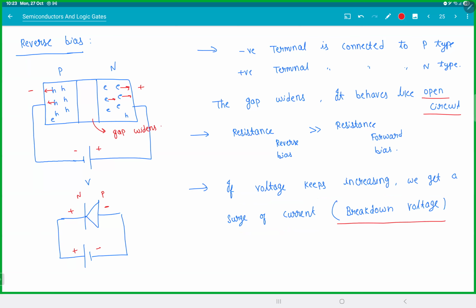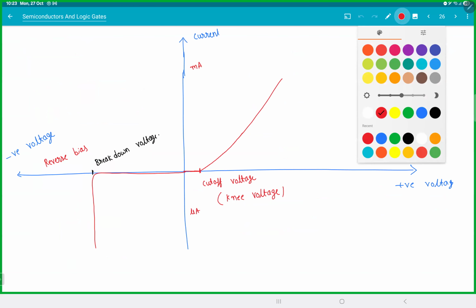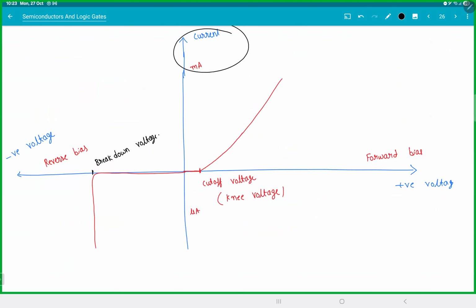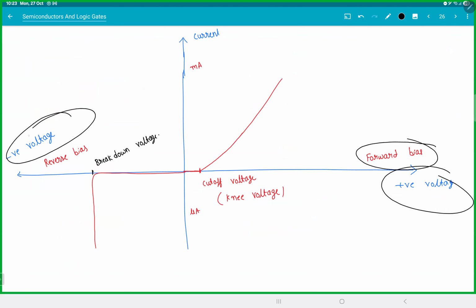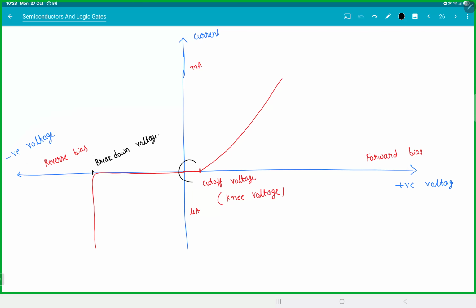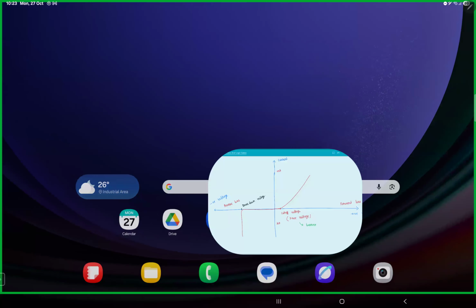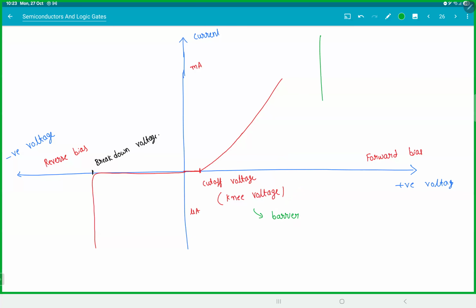So if you try to plot a graph for this, look at the graph. It's an important graph: current versus voltage. If the voltage is positive, it's in forward bias. If voltage is negative, it is in reverse bias. Initially in this region, up to the barrier potential, there is no current flow. The forward bias does not work. This is the barrier potential. This was a JEE question. Which of the following is the graph? There were two graphs. Most people got confused here. One graph started from here.